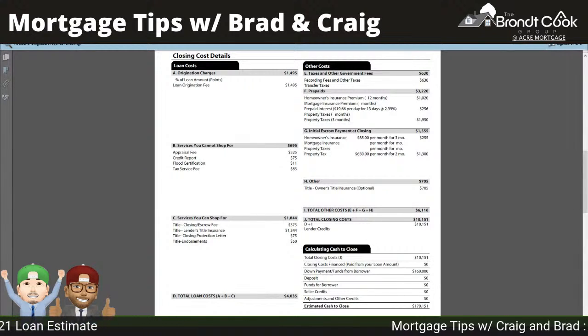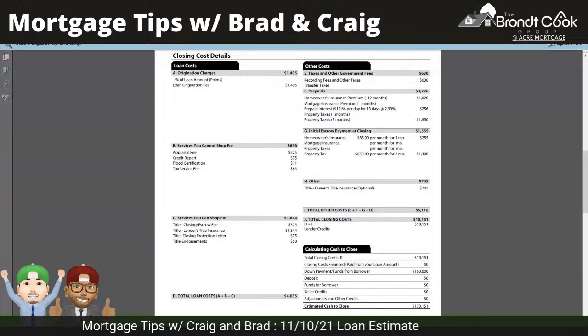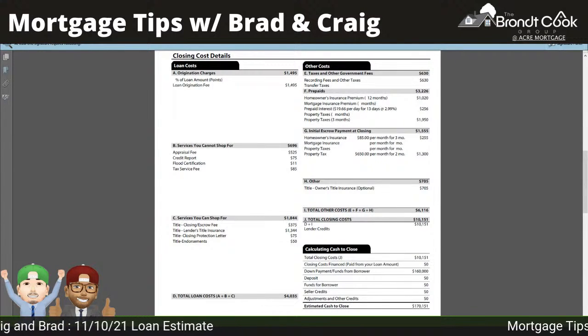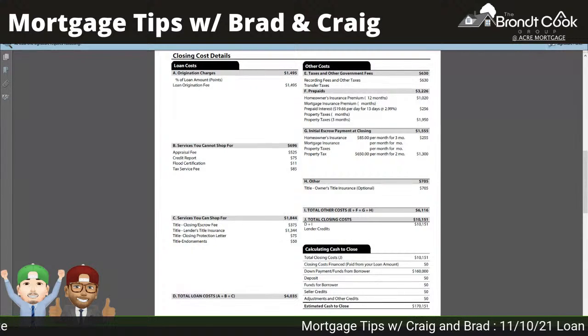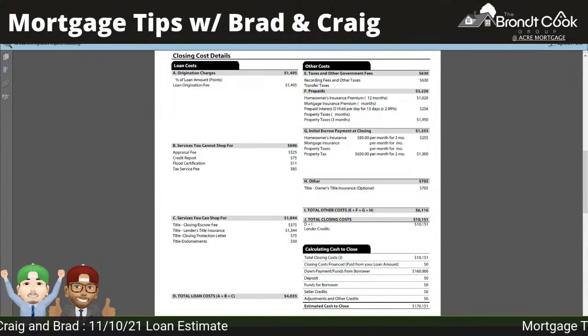game plan for a mortgage and how long you plan on staying in that loan. Maybe it's an investment property. Maybe this is your forever home and you plan on staying in this loan for a while. It might be worth it to pay to get your rate lower. But that's in Section A: all the lender related costs, service related costs and discount points. Brad, anything to add to that?